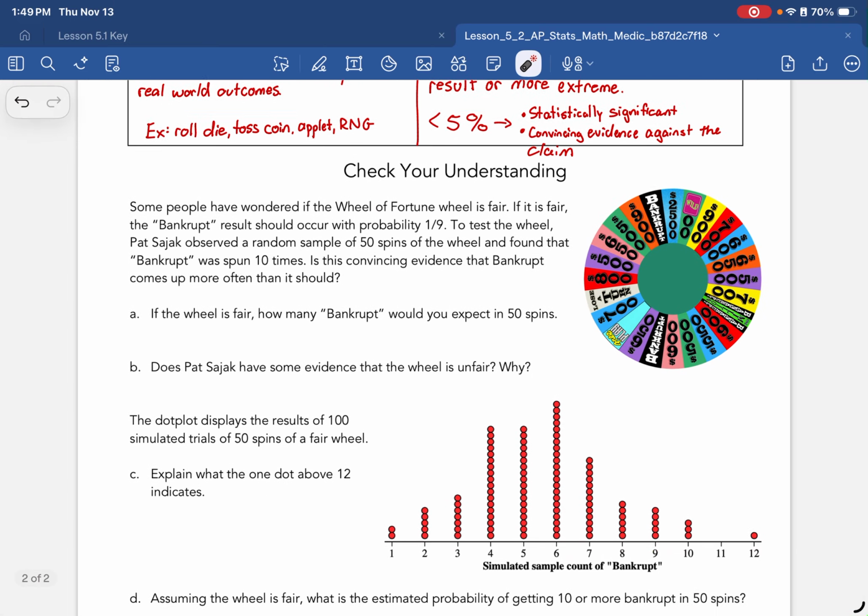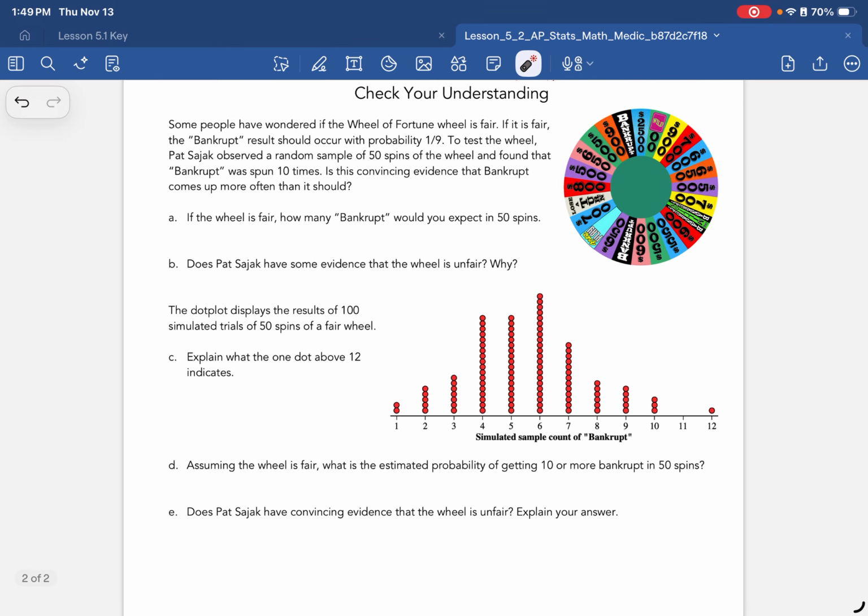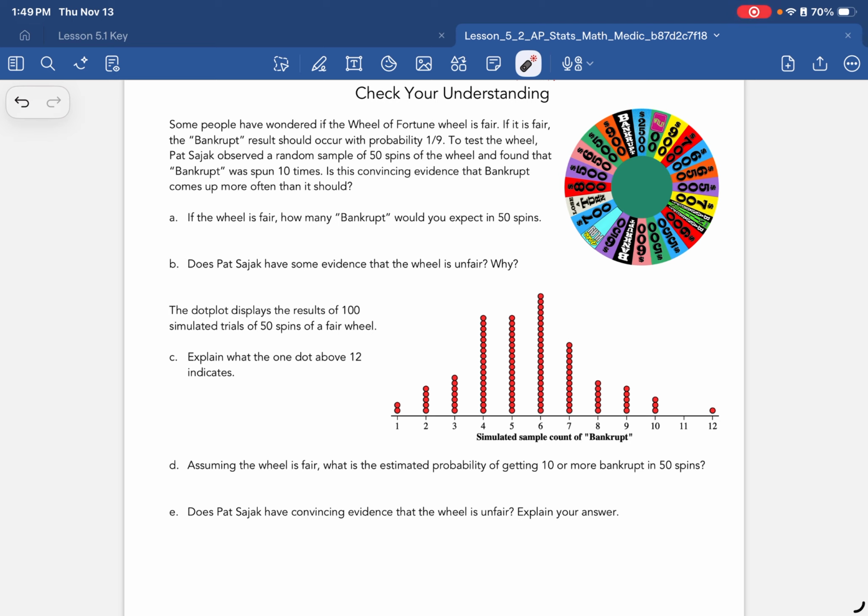All right, so I would really recommend doing these here. I don't have a key for you yet, but do this, check your understanding. It's the same idea. I don't think you have to do any simulations, but it does ask you to do all the things we did and talk through everything.